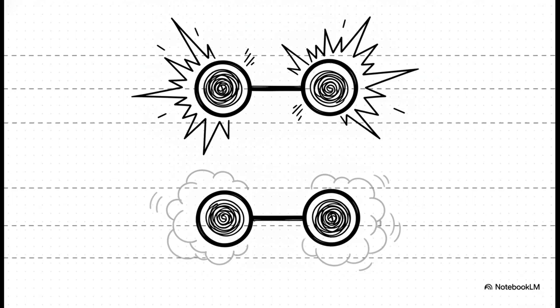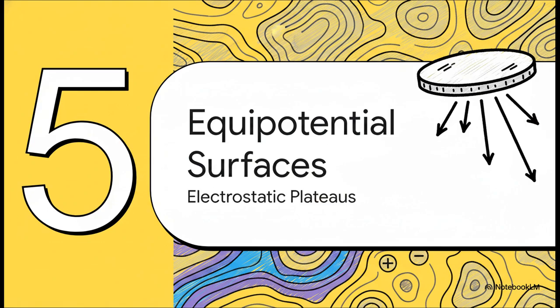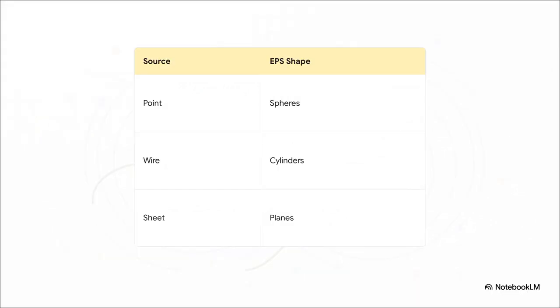On to Section 5, Equipotential Surfaces, or EPS for short, the flat plateaus of the electrostatic landscape. Think of a topographic map. Just as that map has contour lines of equal elevation, our electric landscape features equipotential surfaces. The geometry of the source charge directly dictates the physical shape of these plateaus. A point charge radiates outward into expanding concentric spheres. A straight wire stretches out into coaxial cylinders.